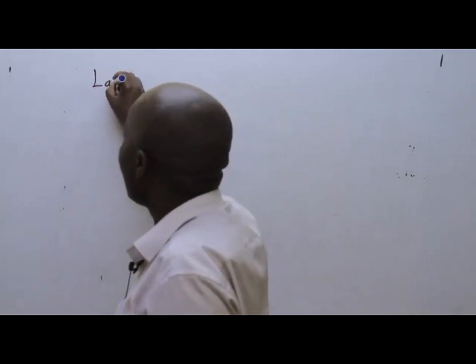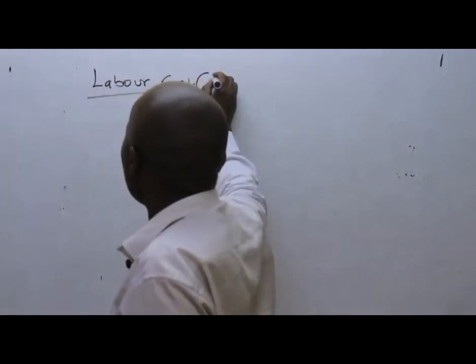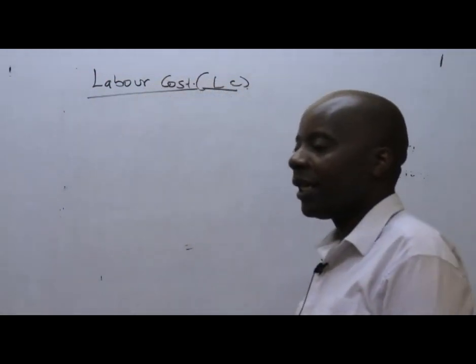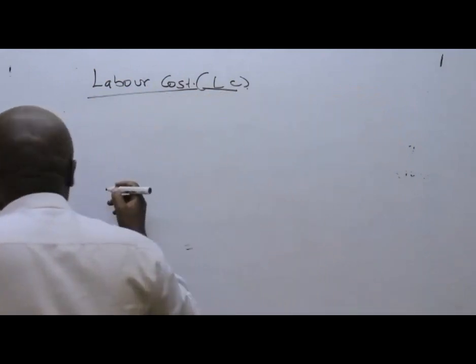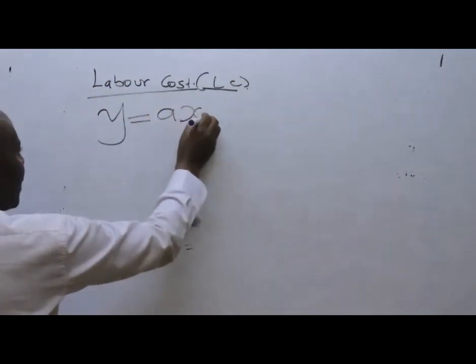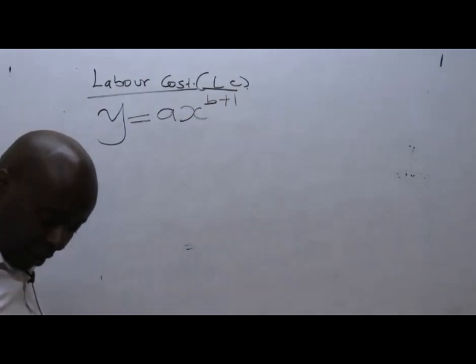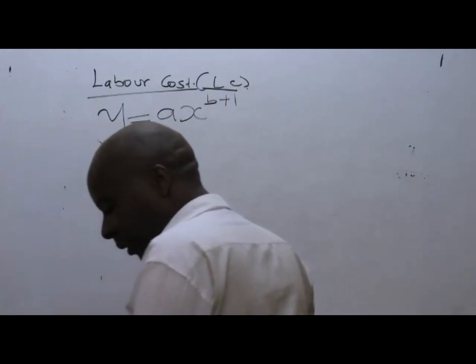So we start with the first working, which is labor cost using learning curves. LC in this case is not life cycle, but learning curves. I know how the learning curve looks. We know in learning curves, Y should be equal to aX raised to power b plus 1. Y equals aX to the power b plus 1.